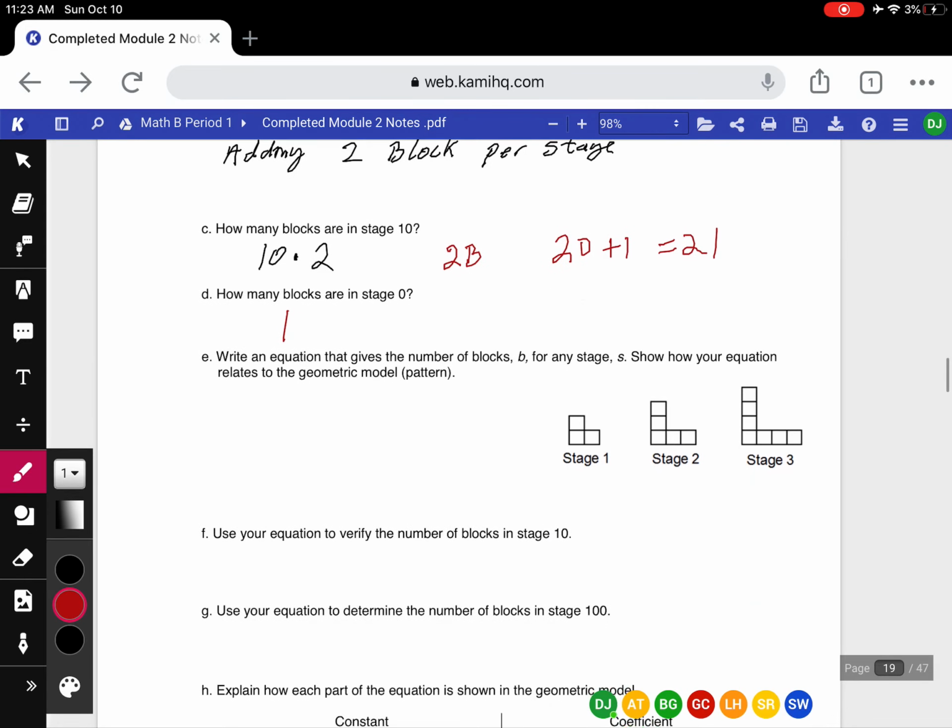And now what it wants us to do is actually write our equation. So I'm going to help us out here. The total amount of blocks is equal to how many we are increasing by times the stage plus the blocks on stage 0.